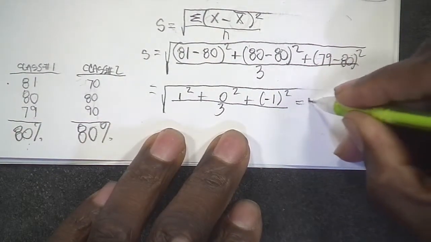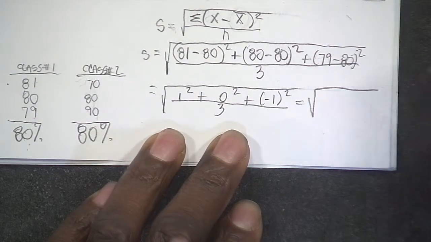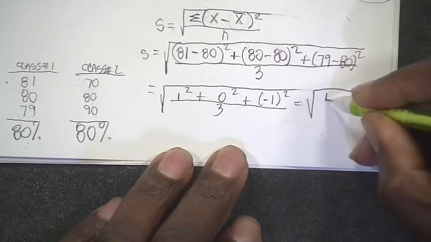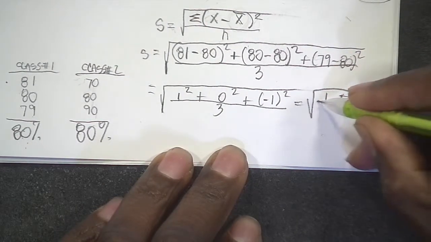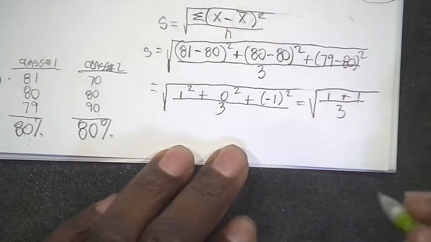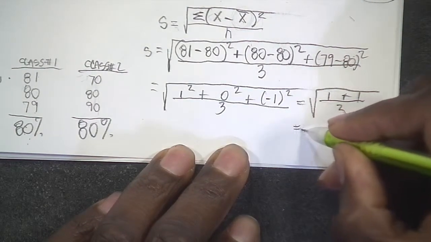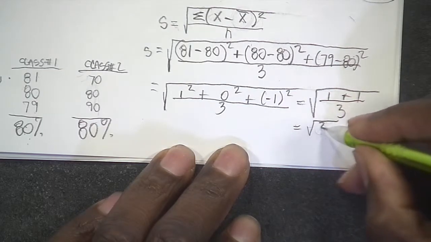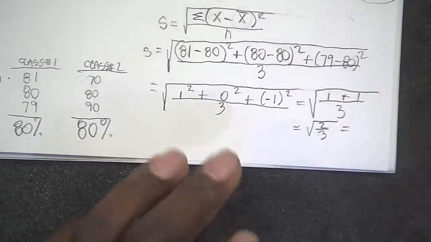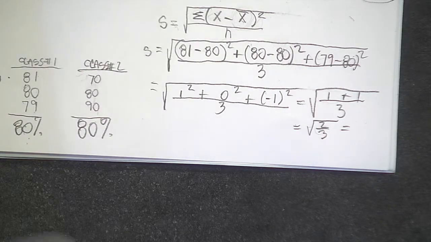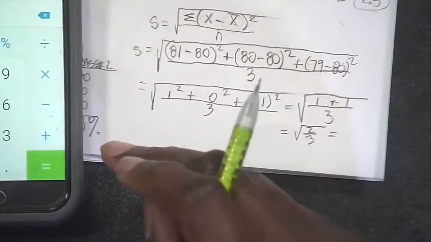And you end up with the square root of 1 plus 1 over 3. You're going to end up with the square root of 2 divided by 3. And I'm going to put that in my calculator.